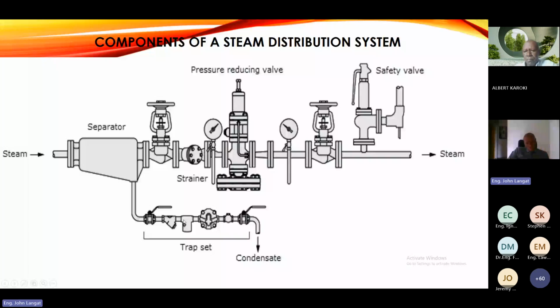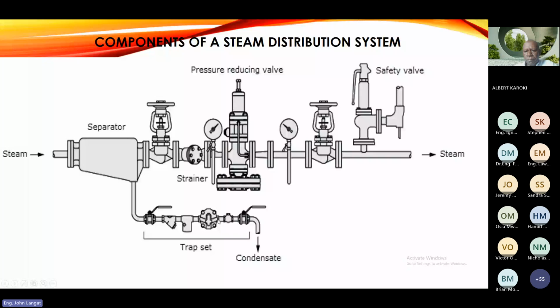But in the absence of that, you can use a thermal imaging camera. Then this is the steam trap itself that prevents the steam from going into the condensate line. Then here you have a non-return valve.